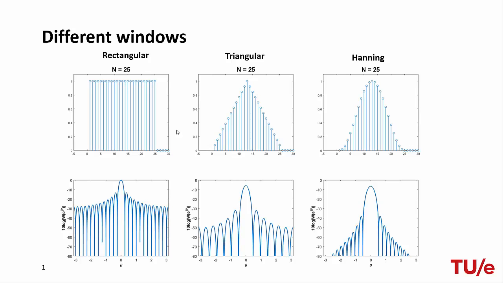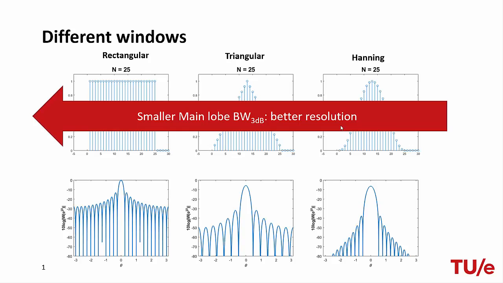Here we compare the Fourier transform of commonly used windows, such as the triangular and the Hanning window. As can be observed, if we fix the window length, the triangular and Hanning windows provide a wider main lobe compared to the rectangular window, which means a lower spectral resolution.